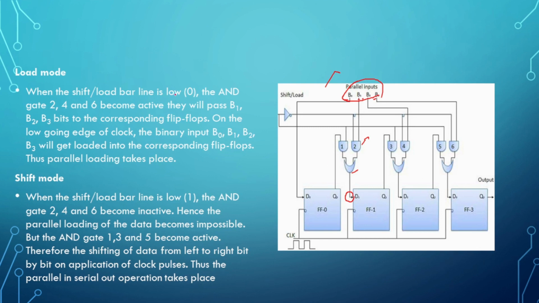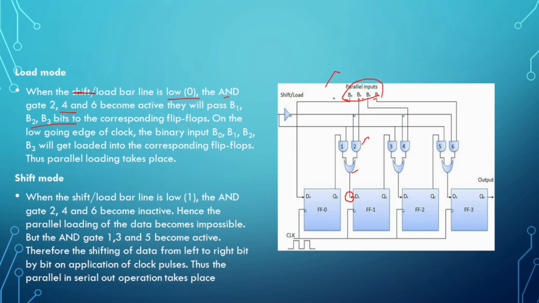When the load mode is low, that is 0, the AND gates 2, 4 and 6 become active. They will pass B1, B2, B3 to the corresponding flip-flops.